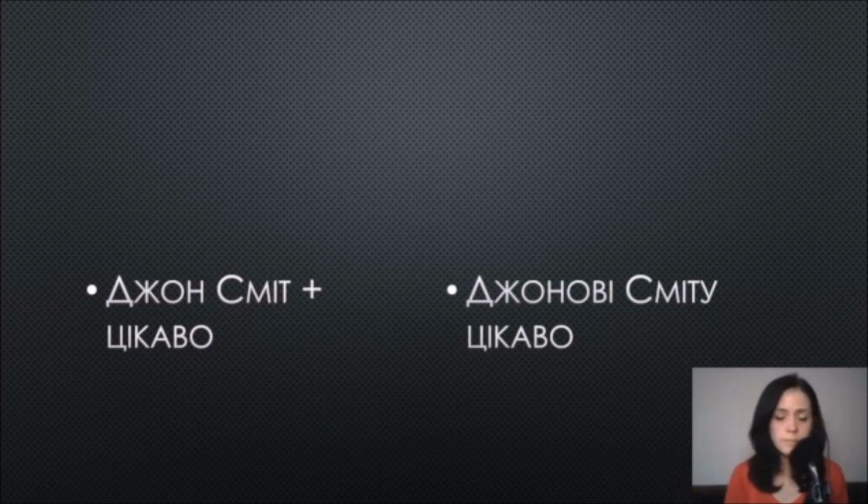Next. Джон Сміт. And цікаво. John Smith is a masculine name of foreign origin for Ukrainians. John Smith. And цікаво means feels interest, is interested, right? So to say that John Smith is interested, in Ukrainian we will say 1, 2, 3. Джонові Сміту цікаво, or you can say Джону Сміту цікаво. Okay? John Smith is interested.